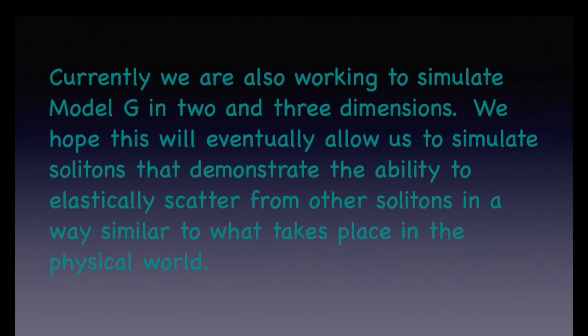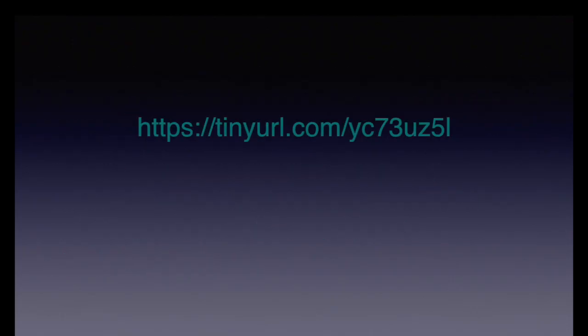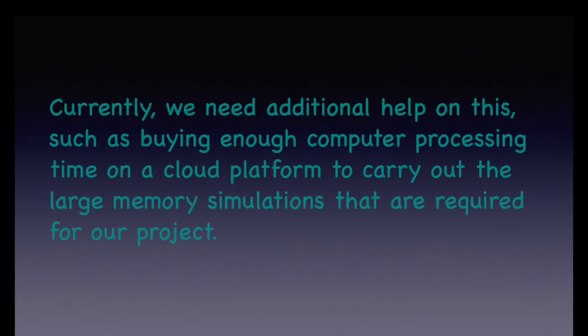Currently, we are also working to simulate Model G in 2 and 3 dimensions. We hope that this will eventually allow us to simulate solitons that demonstrate the ability to elastically scatter from other solitons in a way similar to what takes place in the physical world. The Stack Exchange page accessible at the following link summarises some of what we have been doing. Currently, we need additional help on this, such as buying enough computer processing time on a cloud platform to carry out the large memory simulations that are required for our project.